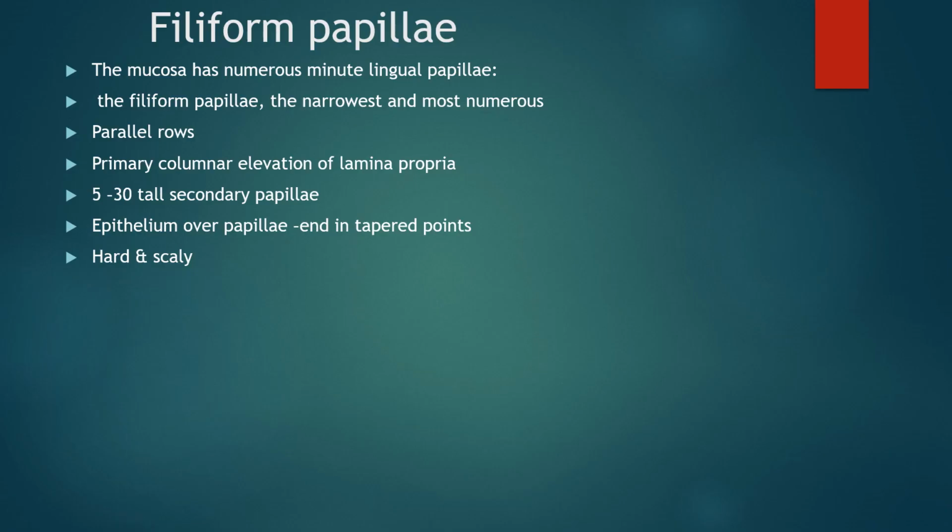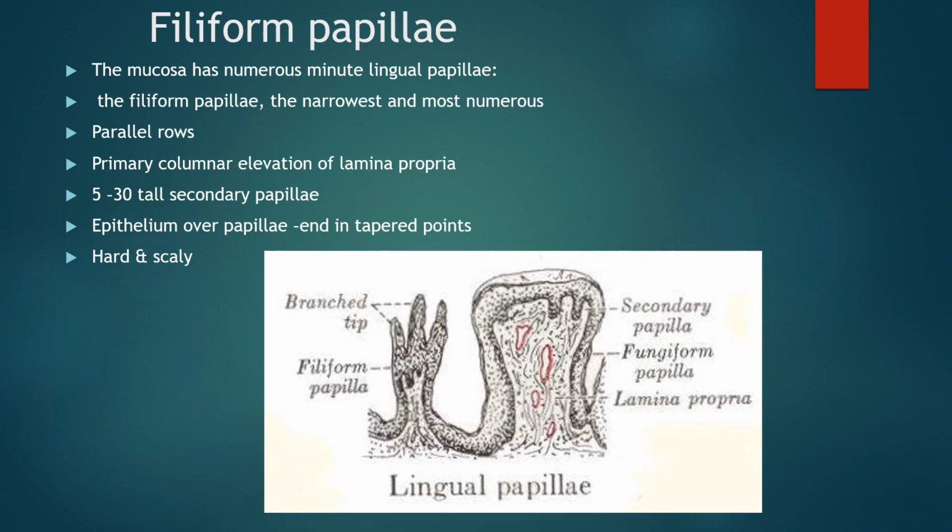So we will study different types of papilla of the tongue one by one. The first are the filiform papilla. Mucosa has numerous minute lingual papillae. Filiform papillae are the narrowest and most numerous. This is another important MCQ. They are numerous, they are narrowest, they are present in the form of rows, and nearly 10 to 30 tall secondary papillae. And a very important point is that these papilla are keratinized and they do not have taste buds.